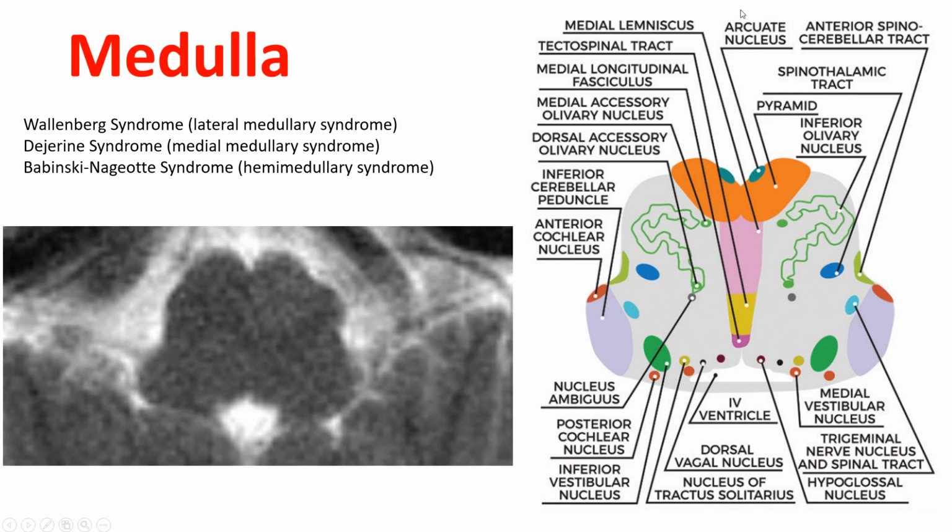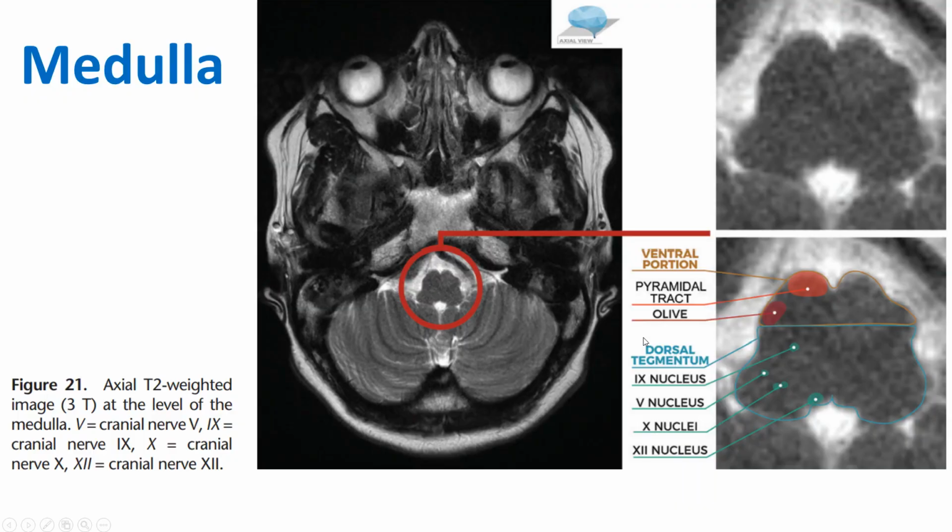You have to keep in mind all these structures when you think about the occlusion syndromes of the medulla, the vascular occlusion syndromes. In general, the cranial nerves are arranged like this. This is the ventral portion of the pyramidal tract. This is the olive. The hypoglossal nerve extends from the anterolateral sulcus of the medulla, while the last three cranial nerves extend from the posterior part.